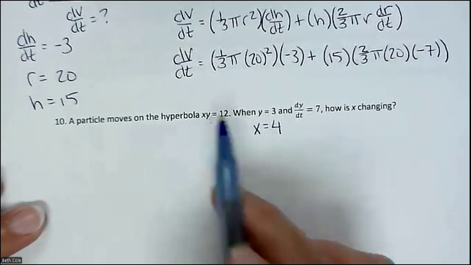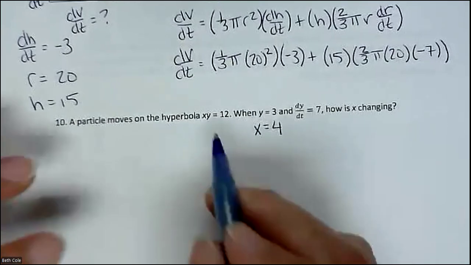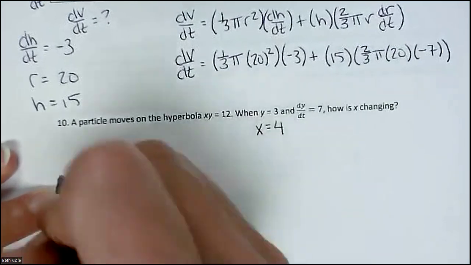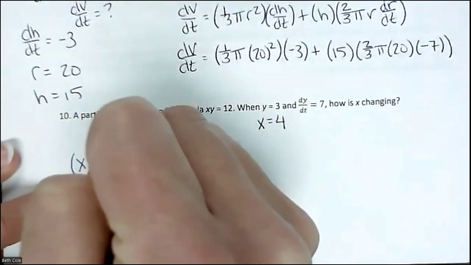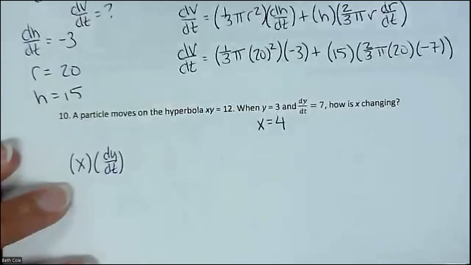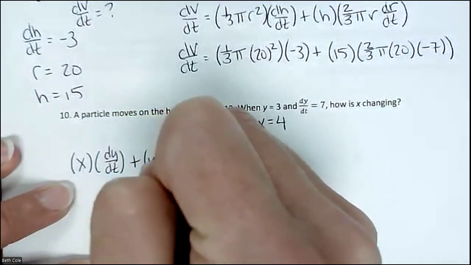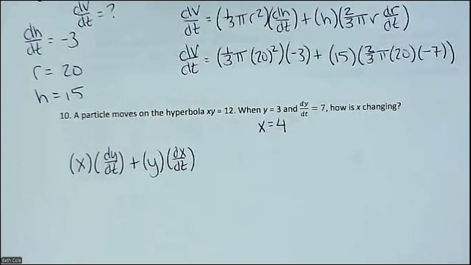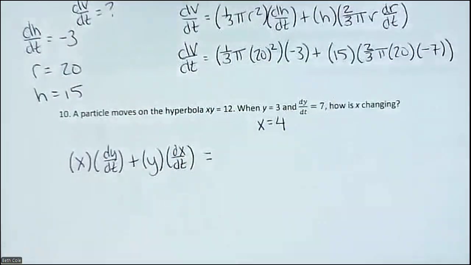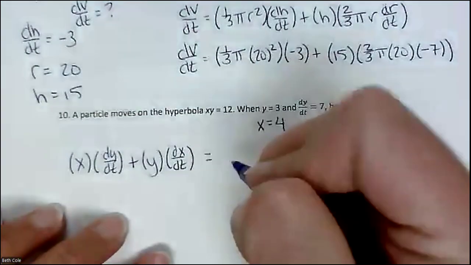All right. What rule are you going to need for the derivative? Product rule. x times y. So it is the first thing, derivative of the second, dy/dt, plus the second thing, derivative of the first, equals not 12. 0. Good.